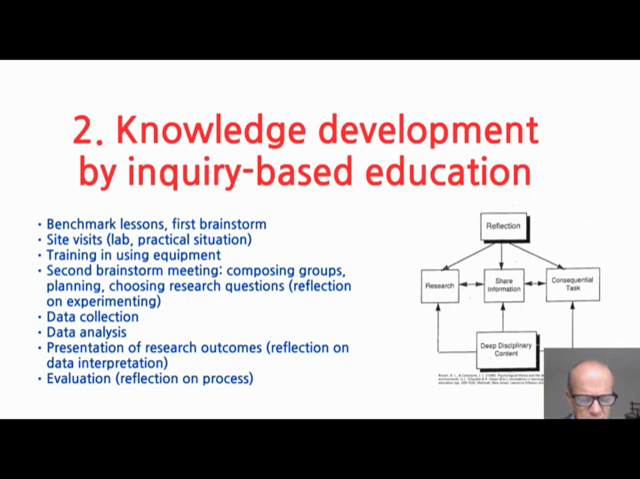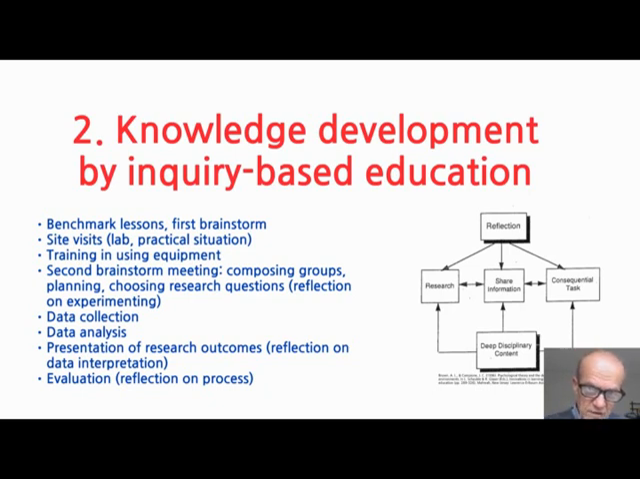Then students make a visit to the lab where measurements have to take place or analyses are going to take place, etc. Then students are trained in using the equipment, and then there is a second brainstorm meeting in which groups are composed. Research questions are identified and formulated so that the separate groups can do their own study, and also there is attention for bringing together all the results in a joint end result.